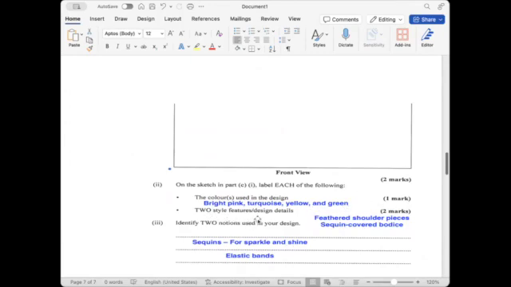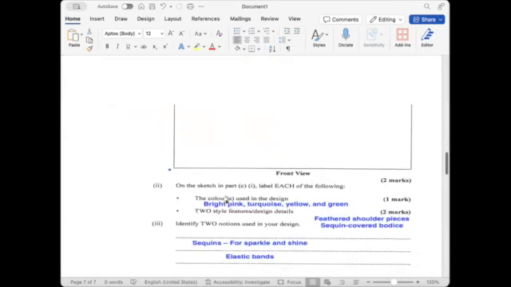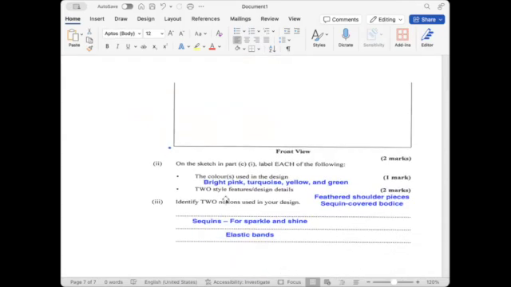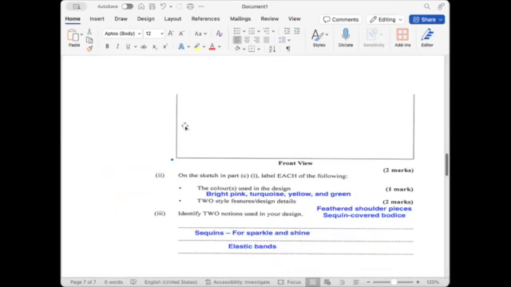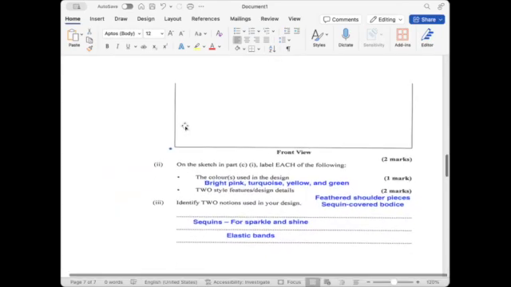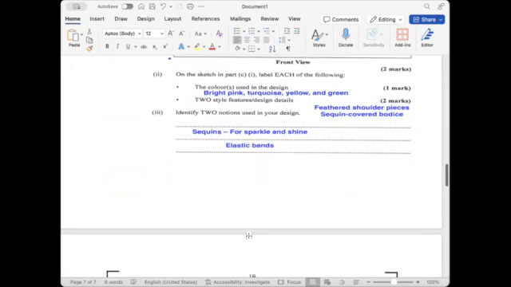Then they say name two styles. So we'll feature the feather. Let me go here. So you'll feature the feather here, and you will also feature the sequins that they used on the body. You know, the sequin body cover that you have, you can put that as well, because they will have that on the diagram. Then identify two notions. So you'll have the sparkles and the shine and the elastic band that we have.